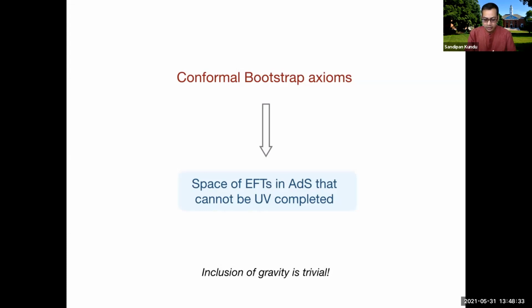The reason why this is nice is because Conformal Bootstrap axioms are well established and well understood. So there is no ambiguity in these axioms. Another advantage of this framework is that inclusion of gravity is trivial, as I'll explain in the second half of the talk. Any question?